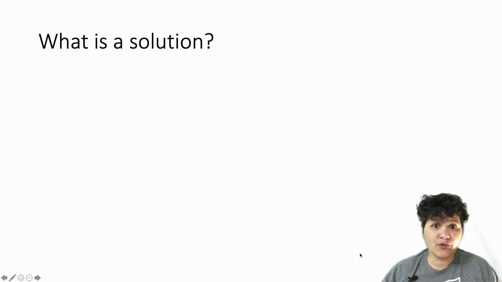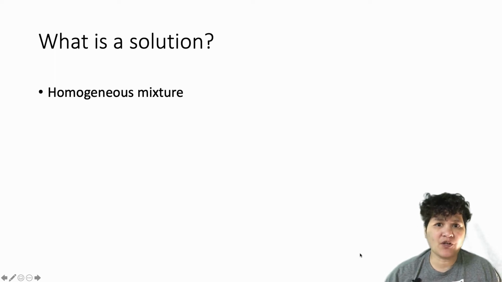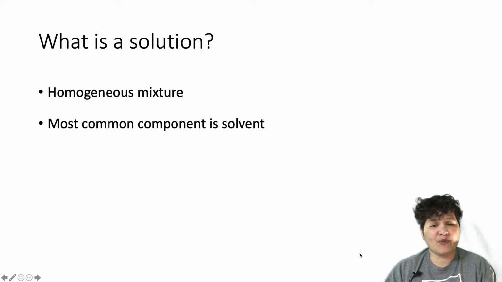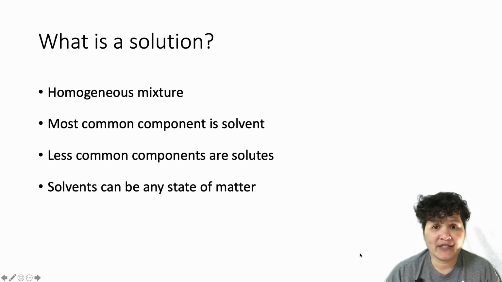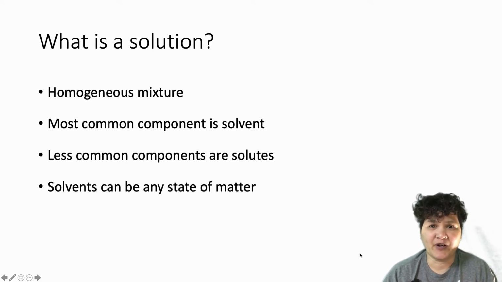So a quick review of what a solution is. First of all, it's a homogeneous mixture. In other words, everything has the same concentration at any given place within the solution. So a solution will have more than one component, being a mixture, and the most common of those components we're going to call the solvent, and the less common components we're going to call the solute or solutes if there's more than one. When we think about solutions, we usually think of aqueous solutions, stuff dissolved in water, like dissolving lemon juice and sugar in water to make the solution we call lemonade.